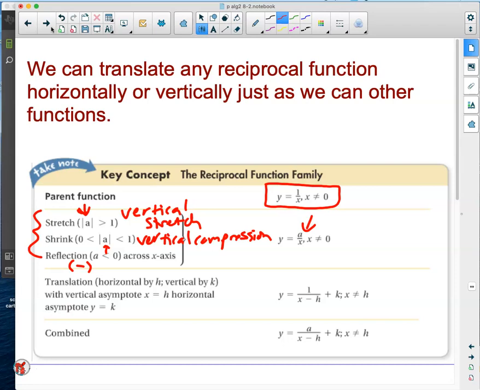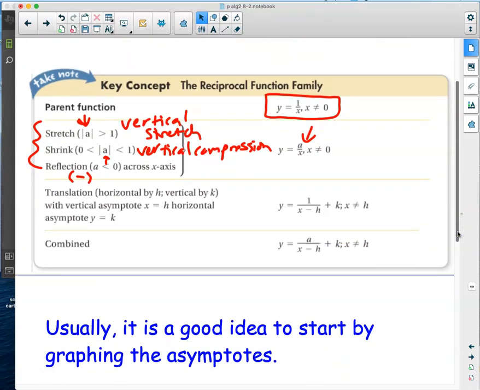It says translation horizontal by h and vertical by k. That's the same stuff we've always talked about, because x is responsible for your right and left translations. It has to be attached to the x. But again, it's always the opposite of what we see. So if it says x minus 2, that means this was actually shifted 2 units to the right. And then our k value in the back, that one's normal. So if we see a plus 2 there, that means we're going to move it 2 units up.